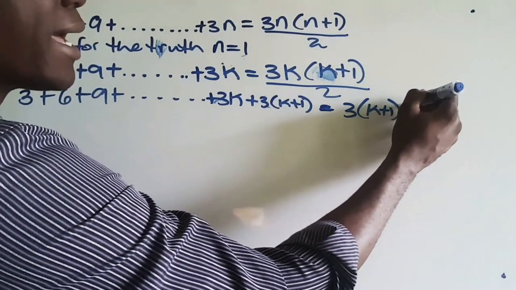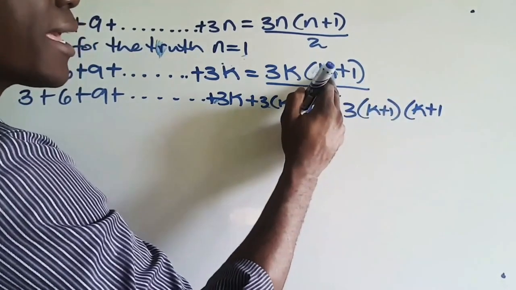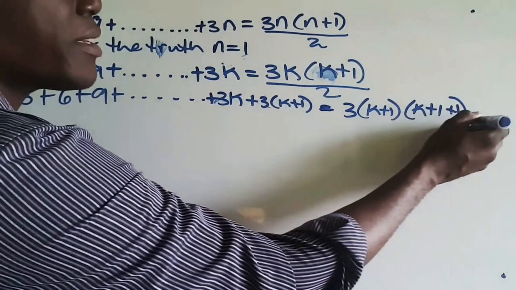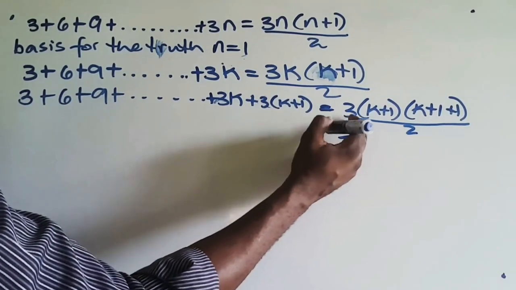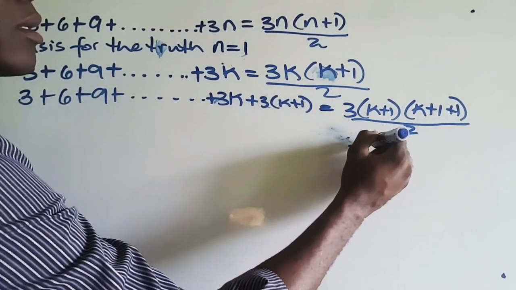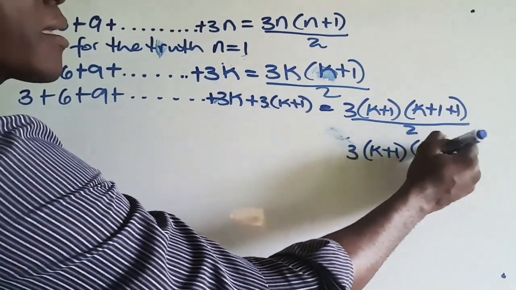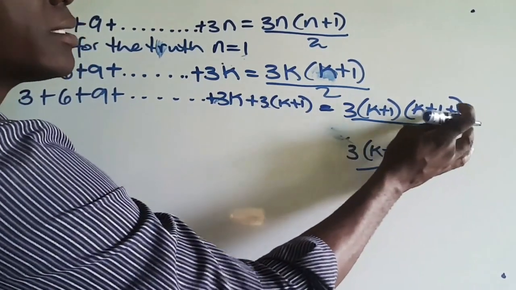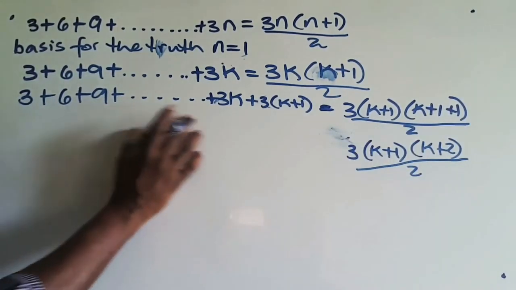And then beside this, we'll actually have k plus 1 for this k, but there is always a plus 1 also out there. All right? And all of this must be over 2. So if we simplify this part, we actually have 3 k plus 1 k plus 2 all over 2. We simplify this, get that. So what we're saying now, we want to prove all of this for k plus 1.